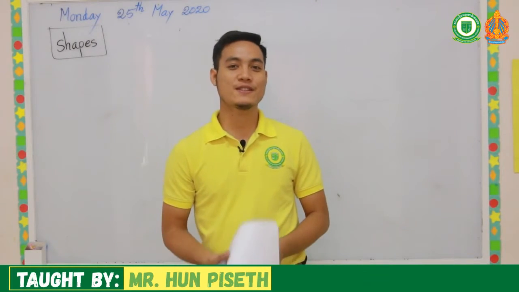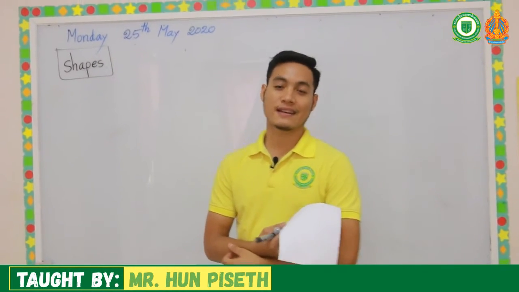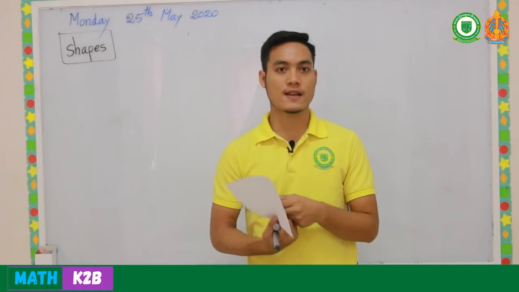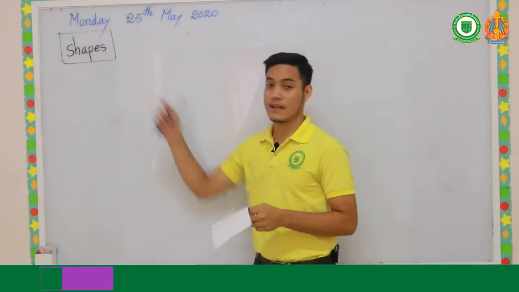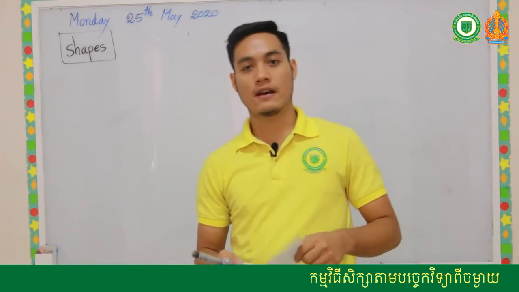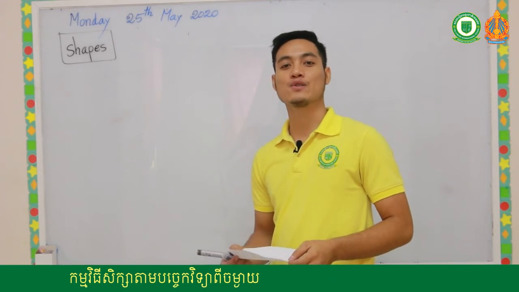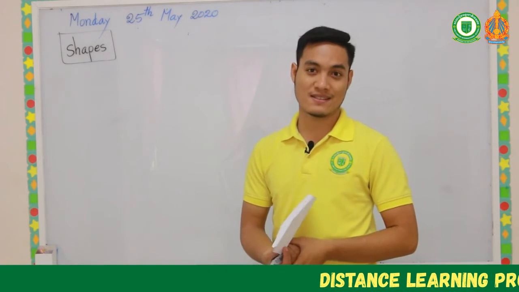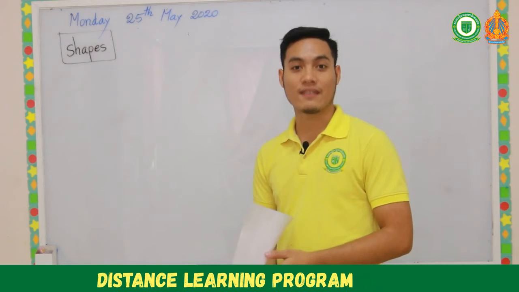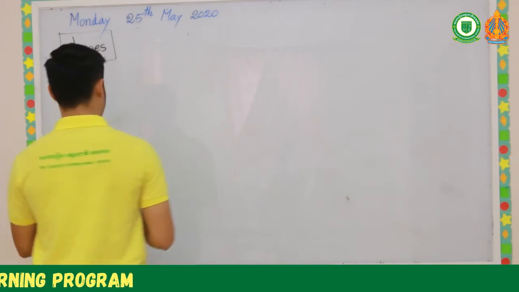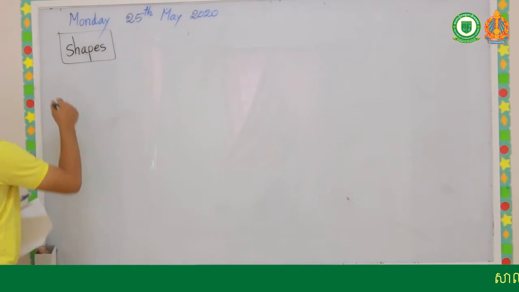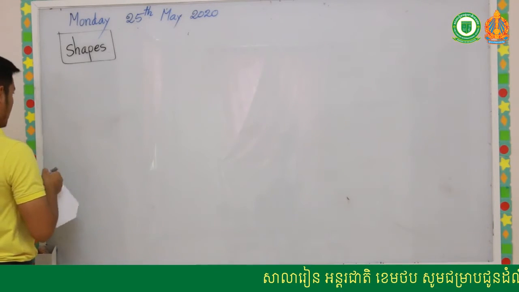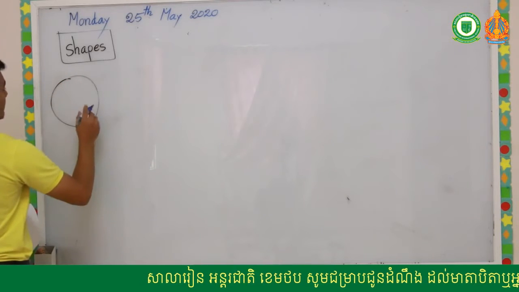Hello students, so this is your second video of K2B Maths. Okay, so have you already learned and done the first exercise about shapes and about counting shapes? Now in this video we're going to learn how to use the shapes to make different things. For example here, I will draw a picture of a circle.